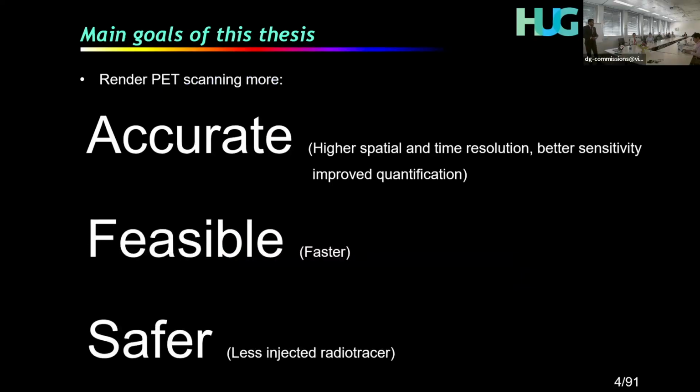By considering this report, we tried to develop some methods to make the PET scanner more accurate, more feasible, and more safe. What I mean by accuracy is that we try to improve the PET scanner's spatial resolution, improve its temporal resolution, and also increase its sensitivity. And what I mean by feasibility and safety is reducing the scanning time and reducing the injected dose.